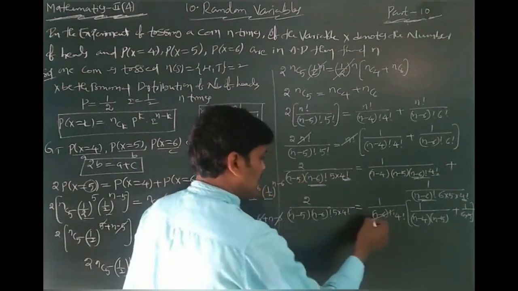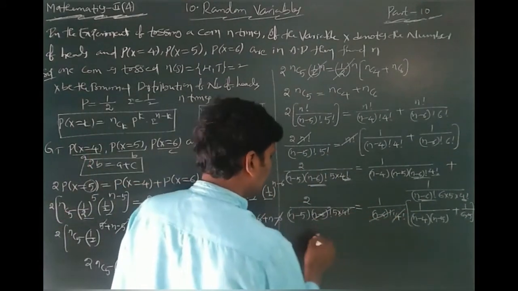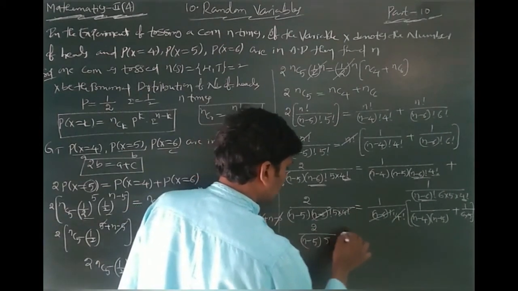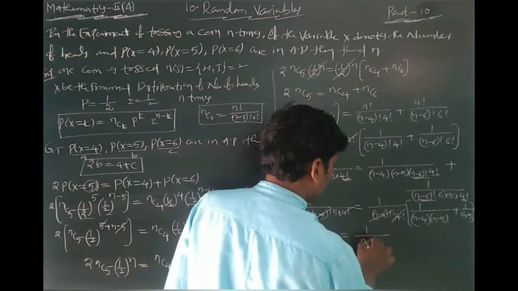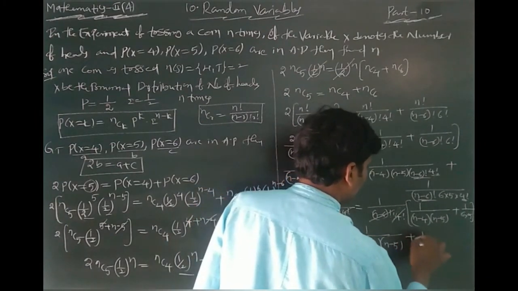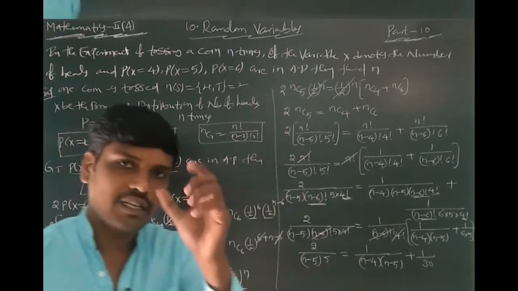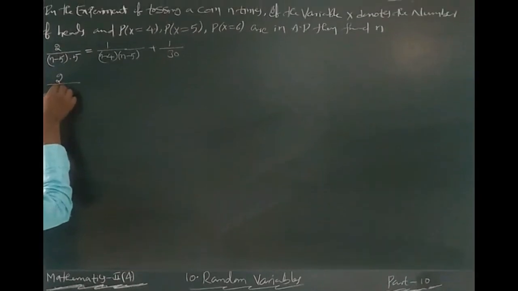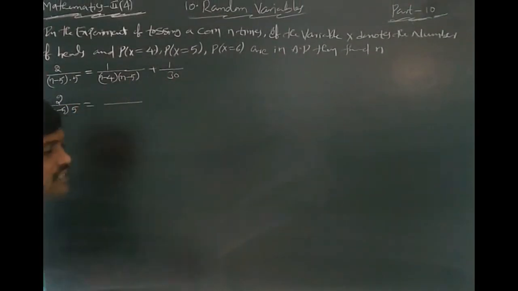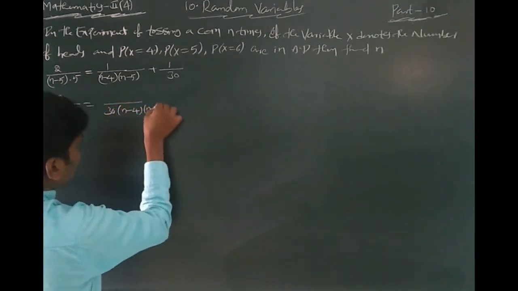After that, (n minus 5) factorial, (n minus 6) factorial get cancelled. 4 factorial get cancelled. Remain 2 by (n minus 5) into 5 is equal to 1 by (n minus 4) into (n minus 5) plus 1 by 6 into 5. You can write 6 5s are 30. 2 by (n minus 5) into 5 is equal to, we have to take LCM. What is that LCM, students? 30 into (n minus 4) into (n minus 5) LCM.